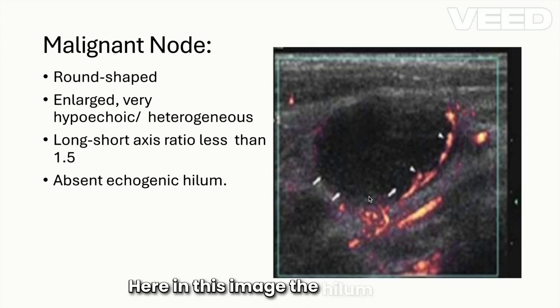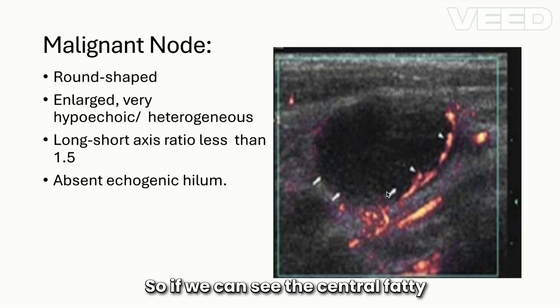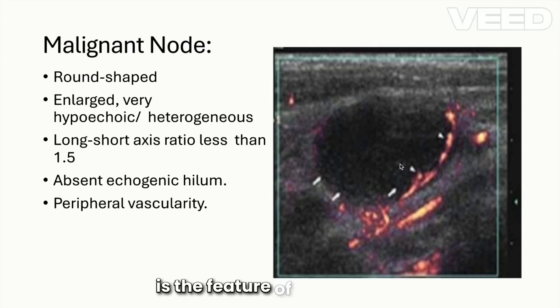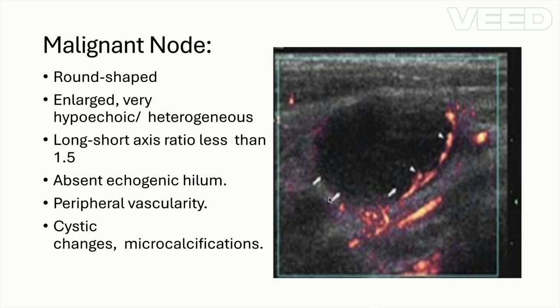Here in this image, the hilum has been lost. We cannot appreciate the hilum. If we can see the central fatty hilum, then this is a feature of a benign node. If we cannot appreciate the hilum, then this is a feature of a malignant node. We can see there is peripheral vascularity. If the vascularity is increased centrally, then this is a feature of a benign lymph node. If the vascularity is in the peripheral region, then this is a feature of a malignant node.